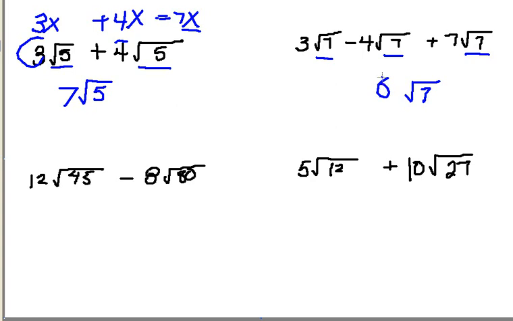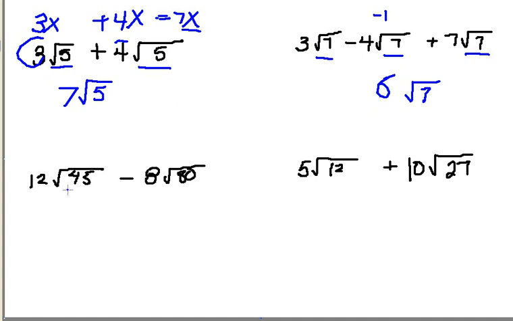So the way I did it was add the coefficients out front. 3 plus a negative 4 gave me a negative 1. Negative 1 plus 7 yielded a positive 6. Now, what do we do if our radicals don't look exactly alike?